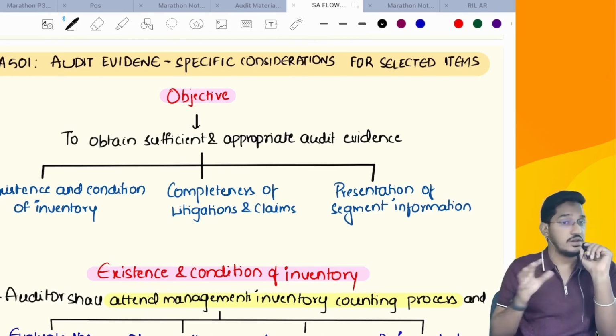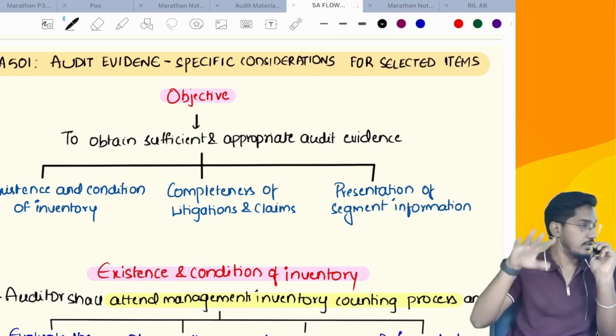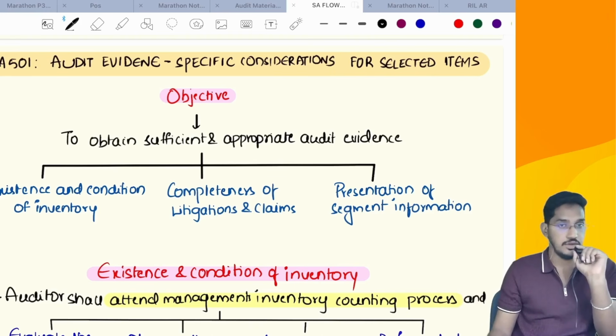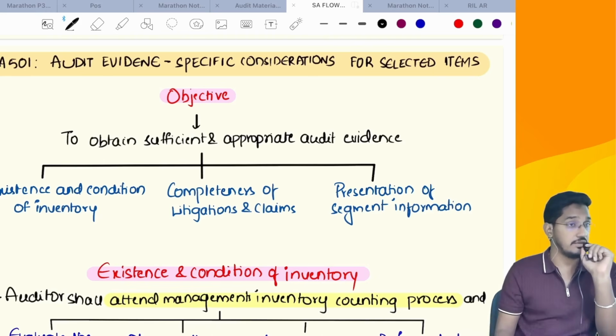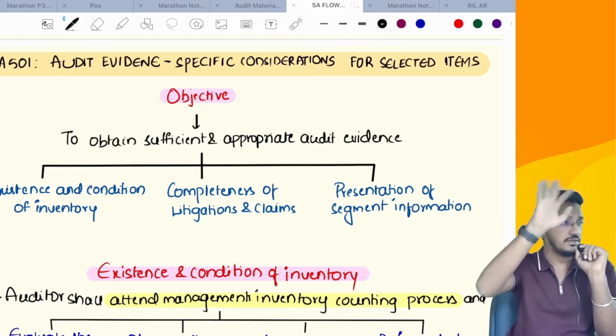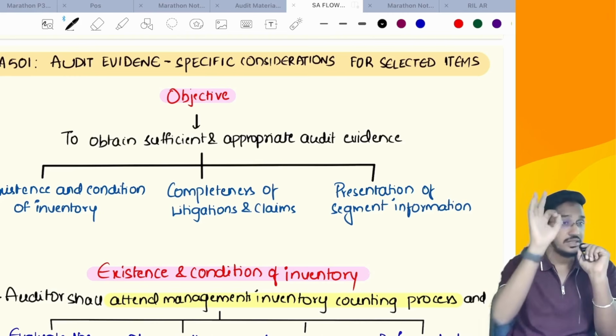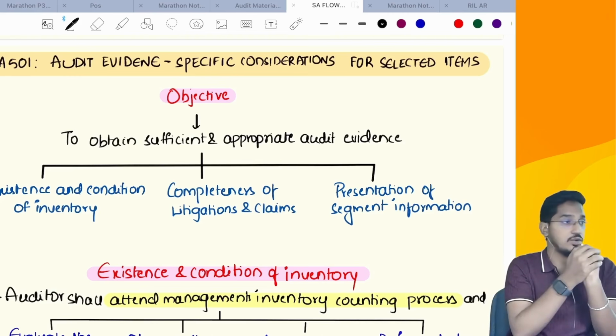SA 500 is a general standard which is talking about overall audit evidence. What is the meaning of audit evidence? What are different audit procedures? What are different methods? What is sufficiency? What is appropriateness? What factors will affect? That is a very general standard talking about overall audit evidence. SA 501 is a standard which is talking about how to obtain audit evidence, that too not for all items, only for 3 specific items. Only for 3 specific items, how you are required to obtain audit evidence. That's what SA 501 is talking about.